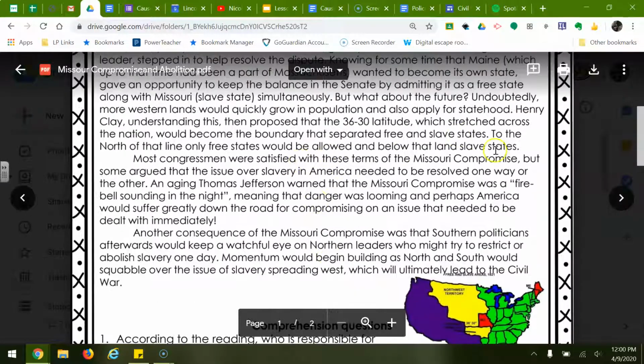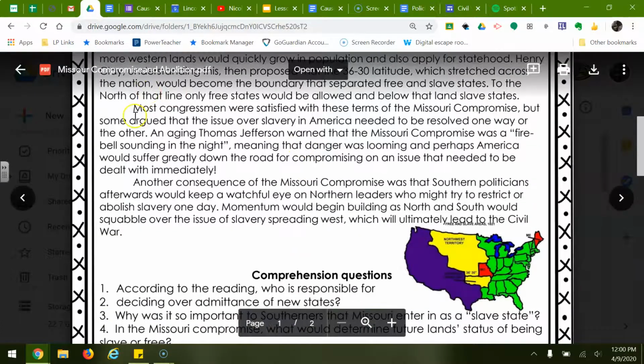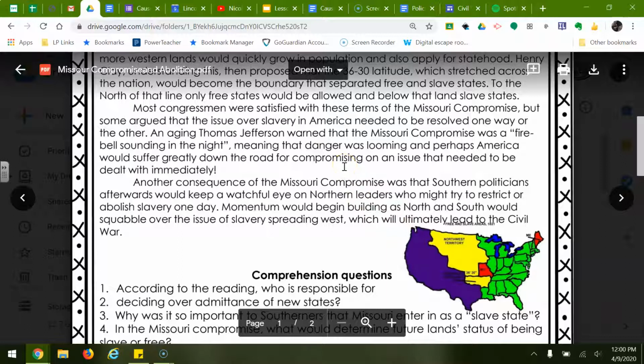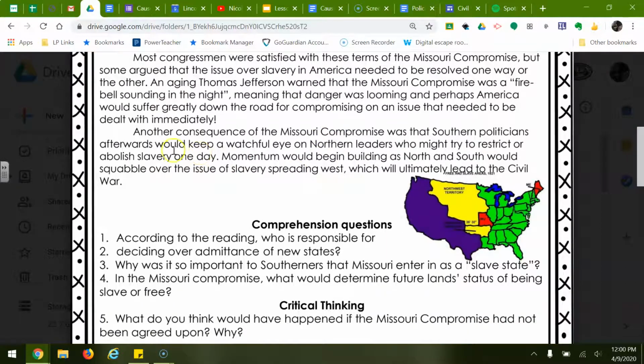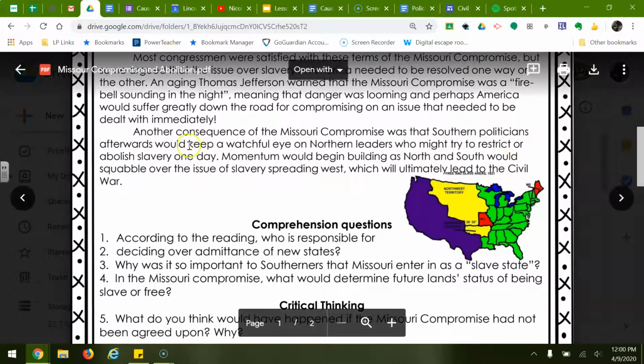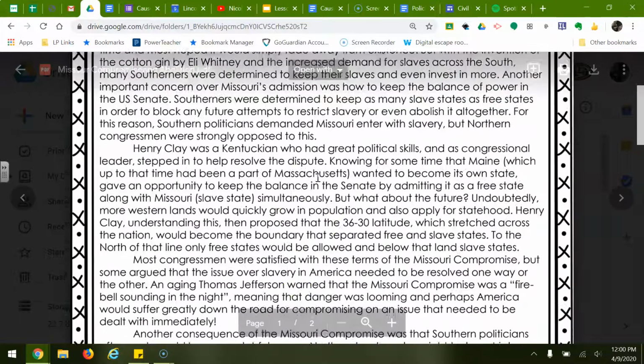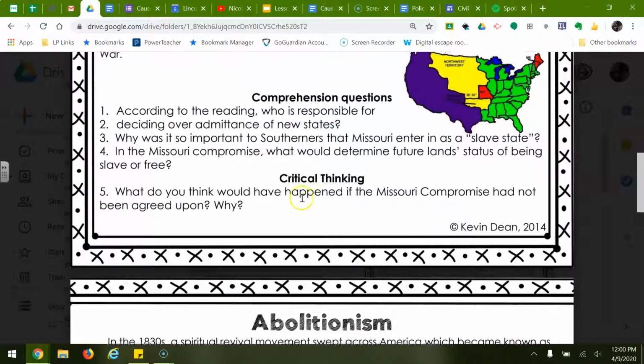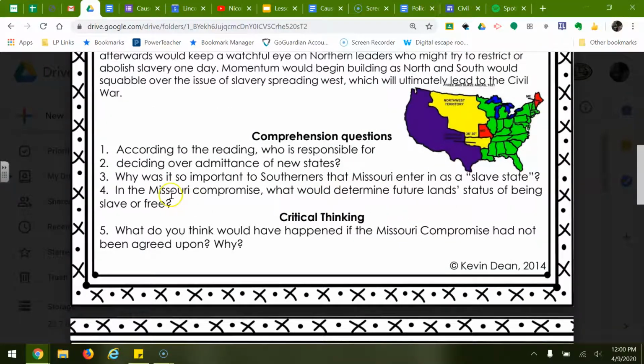Most people were good with this, but if you look at the amount of area, eventually the South would have a lot less territory than the North, but that's another show. A big consequence of this was that Southern politicians would really keep an eye on the North, who were trying to restrict or abolish slavery, because the South knows that it's coming, even though this is way back in 1820. This is a fight that is not going away anytime soon.